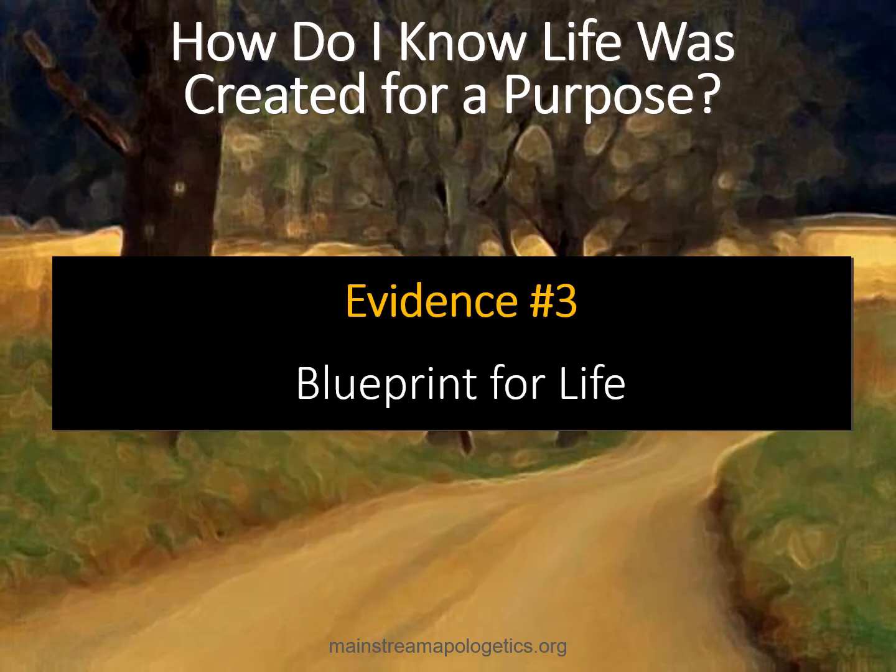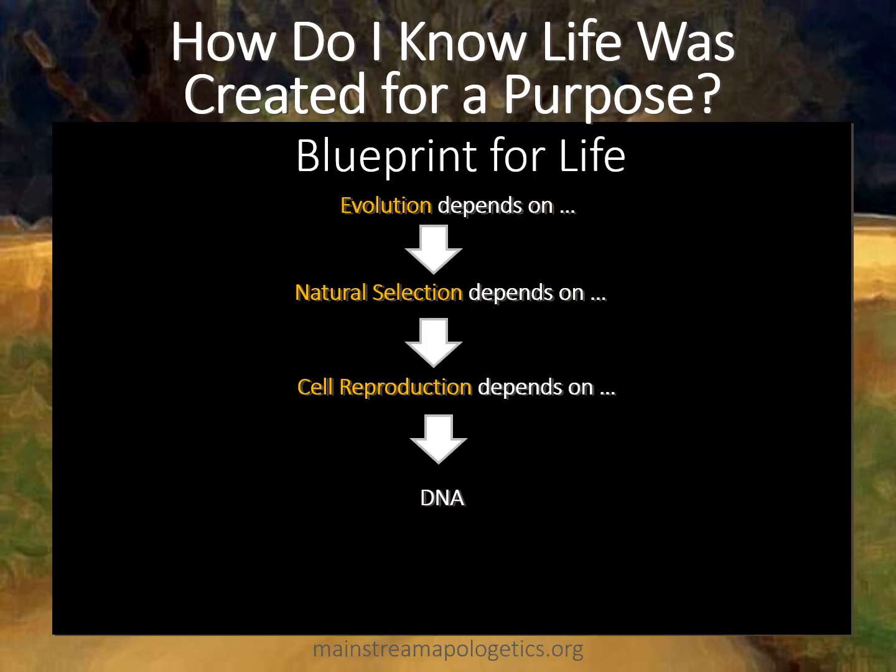Our third line of defense is the blueprint for life. When we use the term blueprint for life, we are referring to DNA. The question for Orthodox Darwinists is, what is the origin of DNA? How could it evolve? Let's take a closer look at the process.